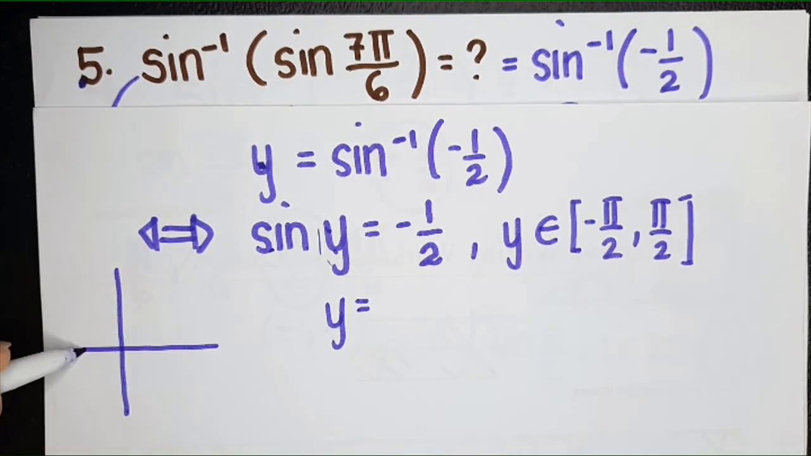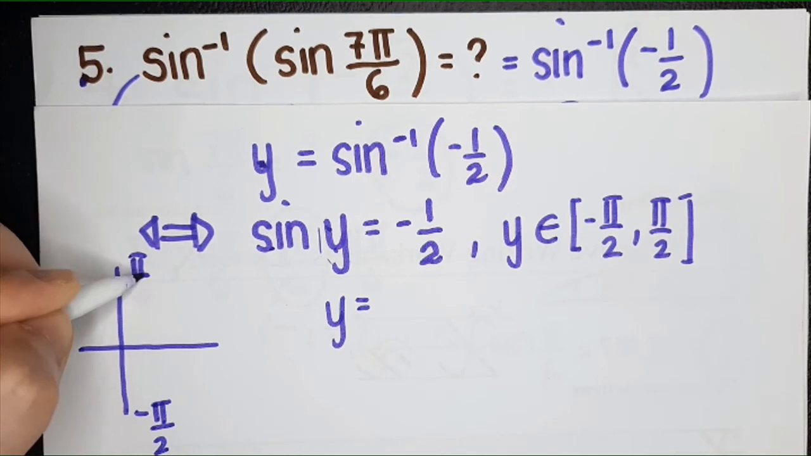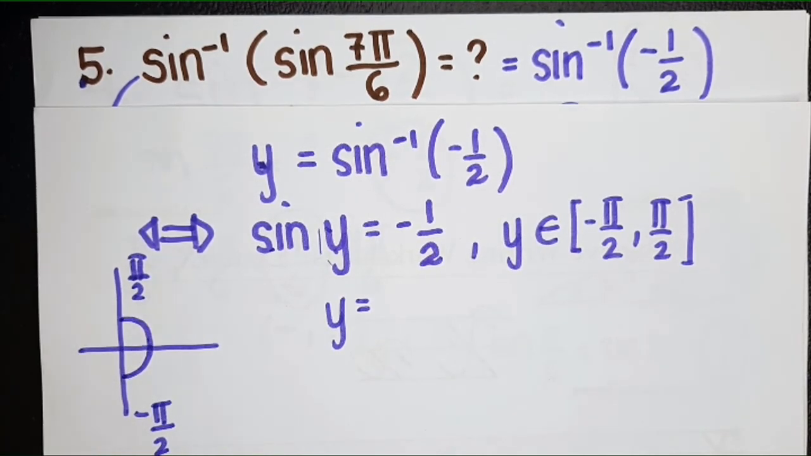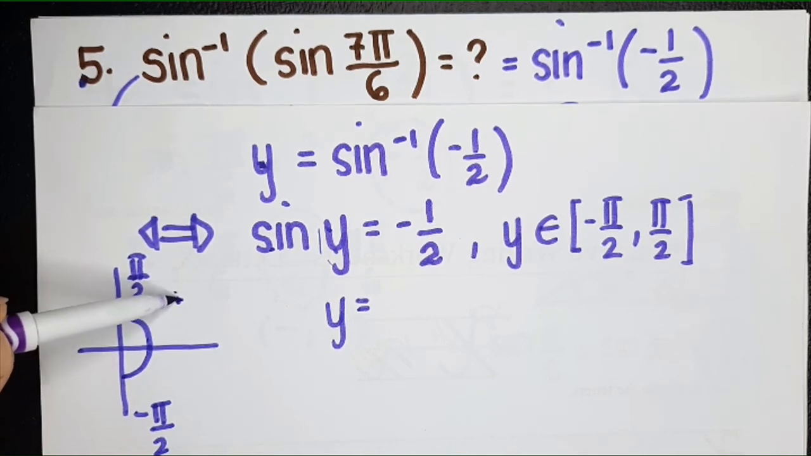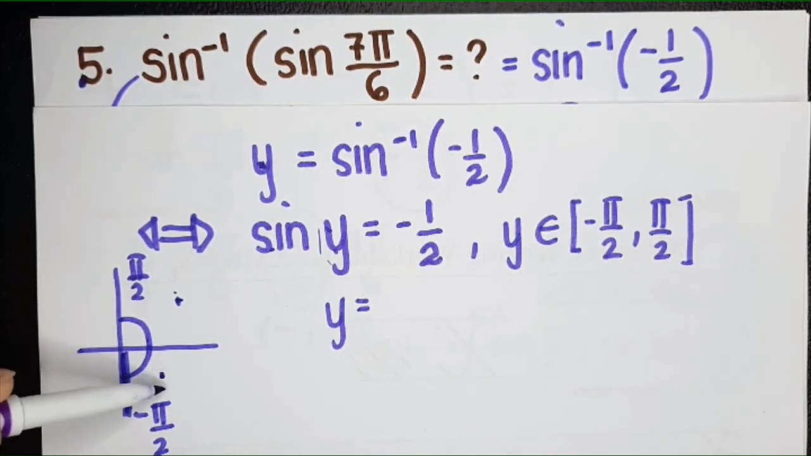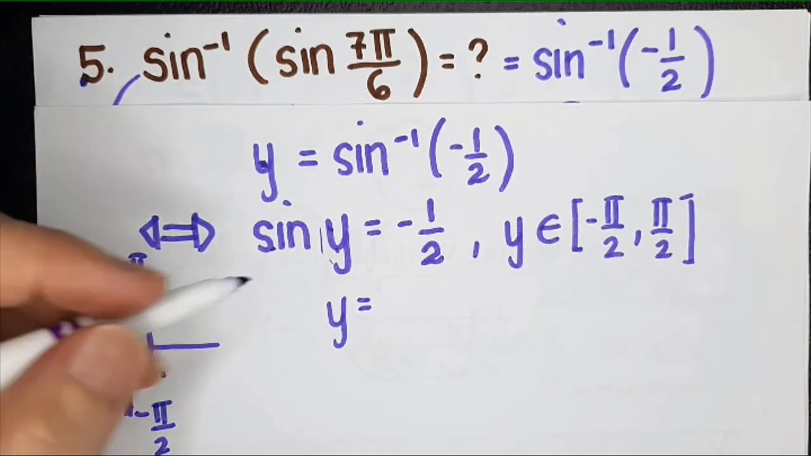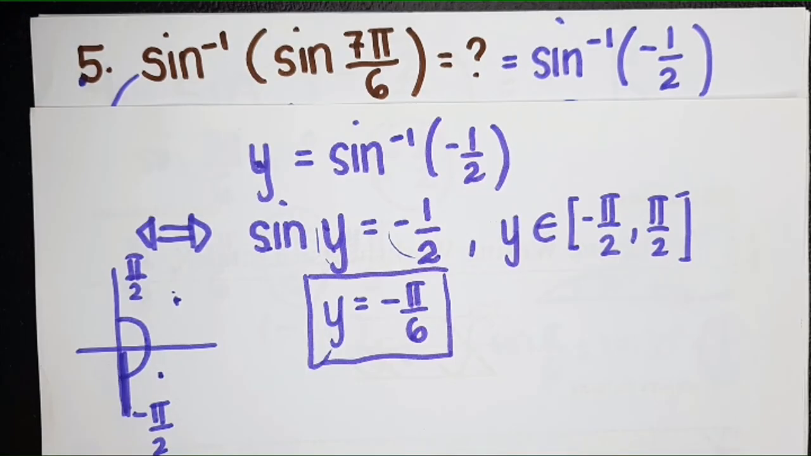Pwede nyo ulit i-recall to. This is negative pi over 2. Ito yung pi over 2. Yan. Diyan kayo kukuha ng angle. Of course, hindi dito, no? Kasi positive dito ang y-coordinate, eh. Dito, negative ang y-coordinate dito sa part na to. Okay? So, ano kayang value ng angle dito? It is negative pi over 6. Okay, kids? So, this is just about inverse sine function.